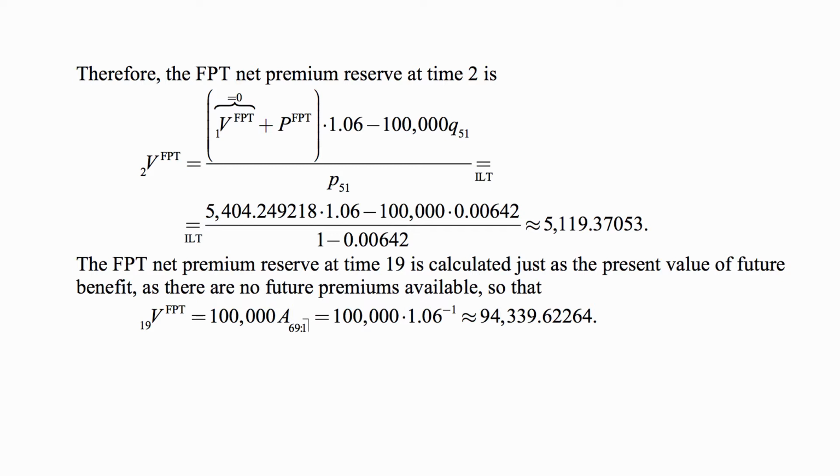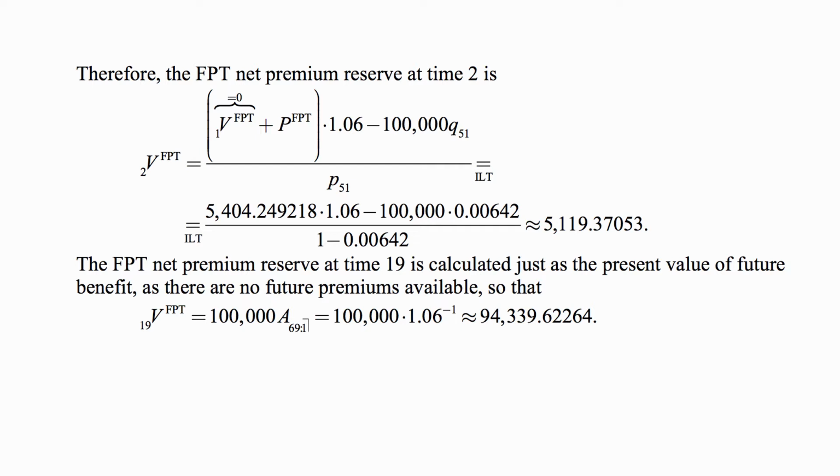Therefore, the full preliminary term net premium reserve at time 2 is the FPT net premium reserve at time 1 plus the premium paid then accumulated to the end of the year minus the death benefit paid at the end of the year divided by the probability that we still need the reserve, which is a version of the standard recursive reserve formula. All of the quantities here are known. We plug them in and we get 2V FPT to be 5,119.37053.